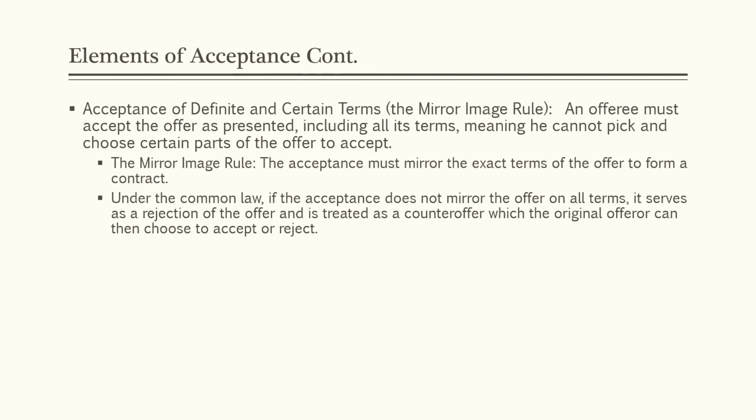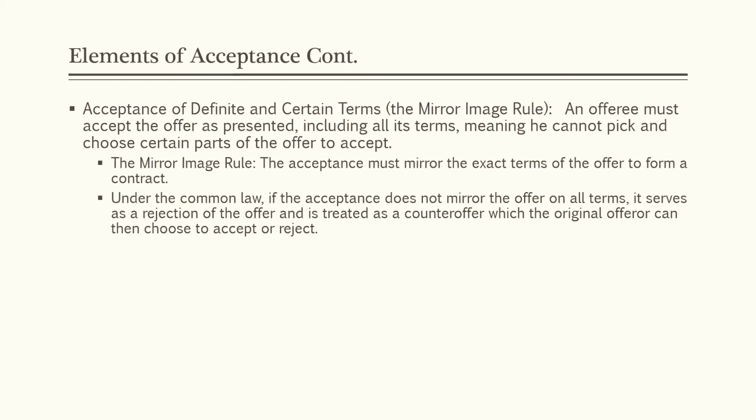The second element of acceptance is acceptance of definite and certain terms. This is known as the mirror image rule. An offeree must accept the offer as presented, including all its terms, meaning he cannot pick and choose certain parts of the offer to accept. This is called the mirror image rule. The acceptance must mirror the exact terms of the offer to form a contract.